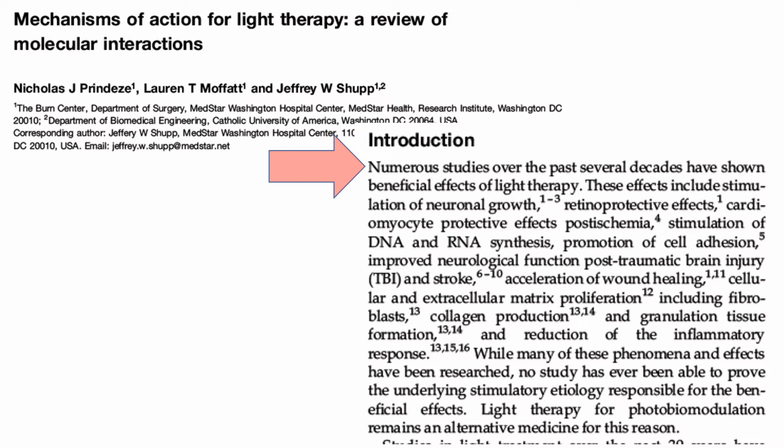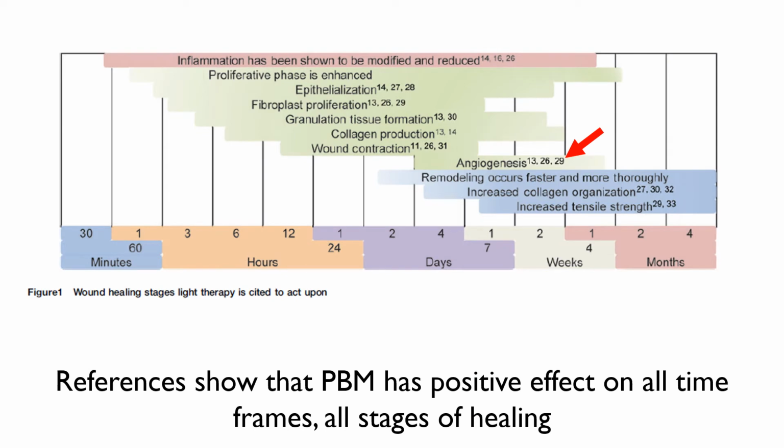So there are many different ways in which laser therapy is able to improve tissue healing, many different mechanisms at work here. Another of my favorite papers by Prindisi and others states, numerous studies over the past several decades have shown beneficial effects of light therapy. These effects include stimulation of neuronal growth, retinoprotective effects, cardiomyocyte protective effects post-ischemia, and more. So exciting. Here is a graph from the paper by Prindisi showing that photobiomodulation has a positive effect on all time frames and all stages of healing.